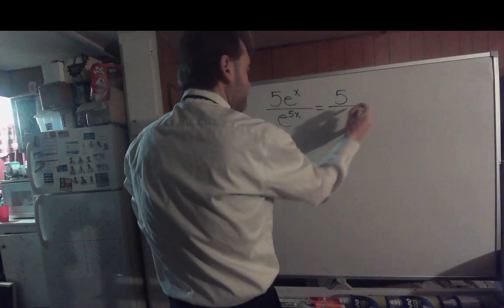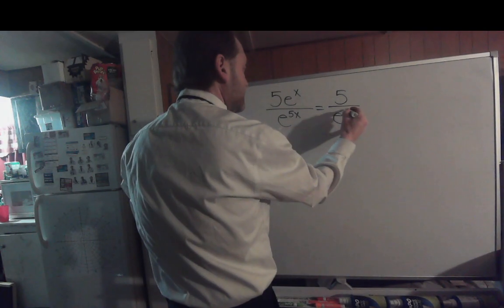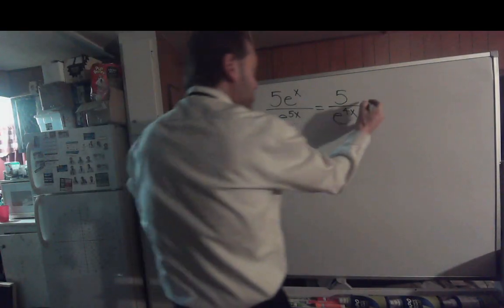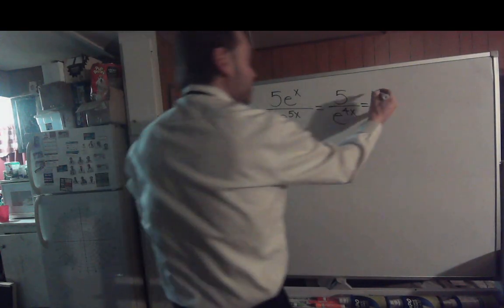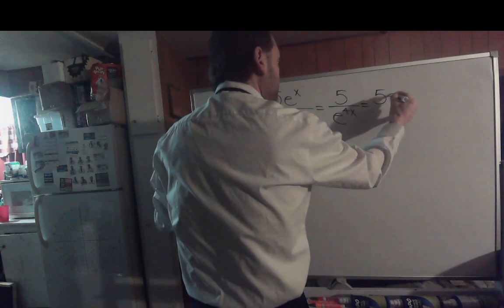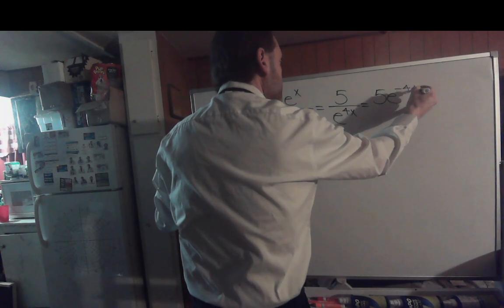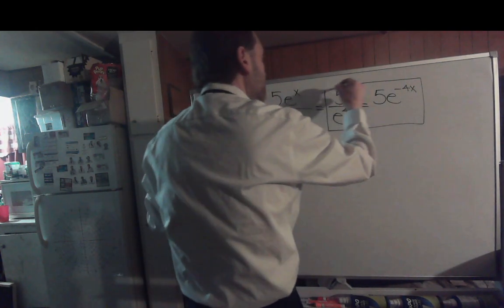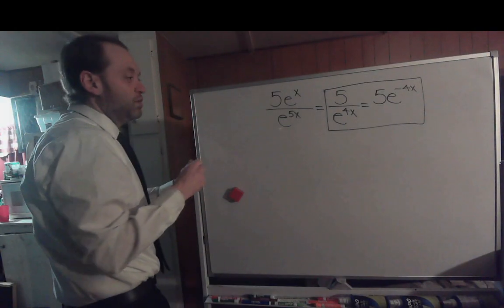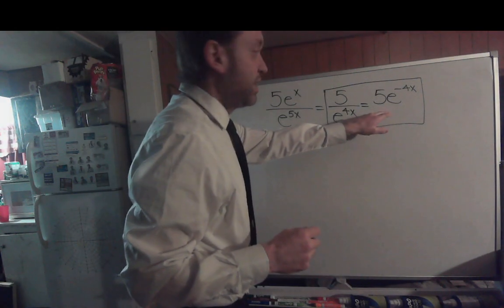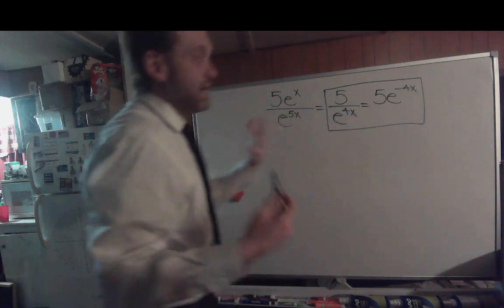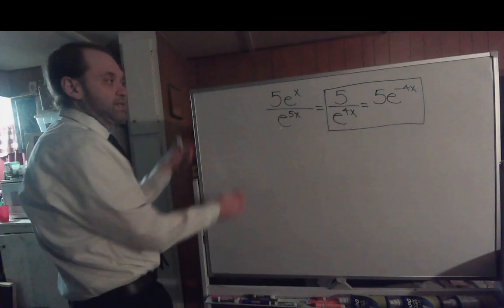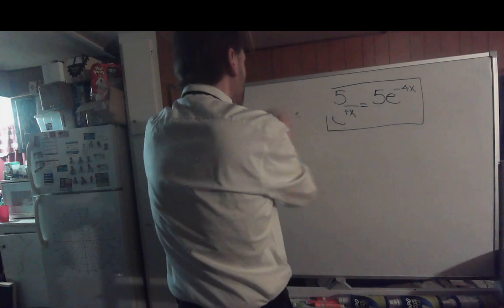So this can be written one of two ways. You can write this as 5 over e to the 4x, which is acceptable. Or you could also write this as 5e to the negative 4x. You can write it either of those ways. Either way, it's the same thing. It's just how you're writing it. Do one more here.